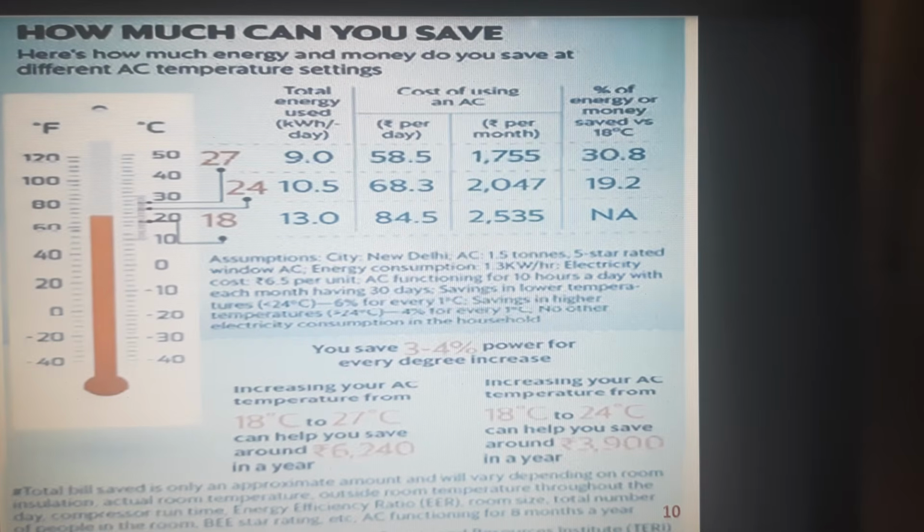From 18 to 24, it's around 6% rise per 1 degree rise, and for 24 to 27, it's 4%. The AC power comes down for every 1%. So ultimately, 24% savings is possible when you are raising the temperature from 20 to 27 degrees, let us say.